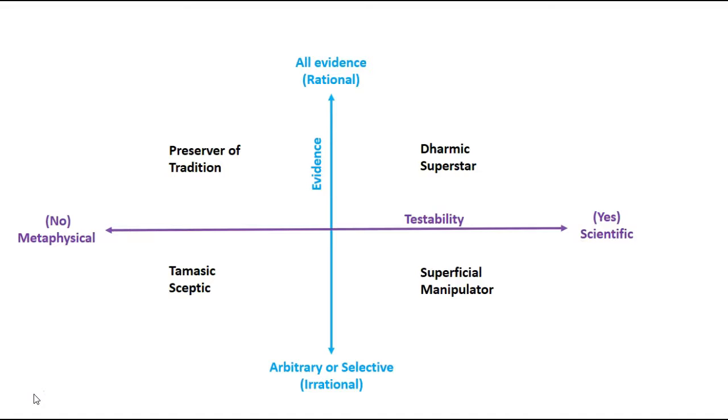On the other hand, a superficial manipulator tends to look at an arbitrary, selective set of evidence, typically driven by the fact that this set of evidence seems to corroborate the proposal or theory of the superficial manipulator. What is the problem with this approach?